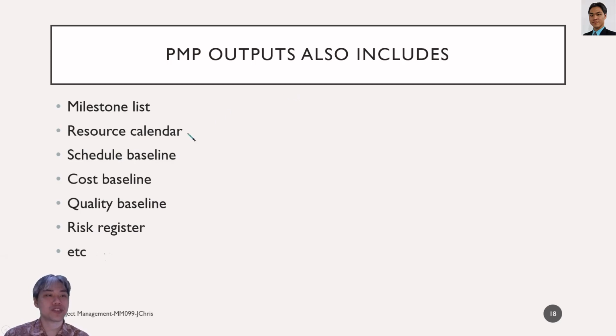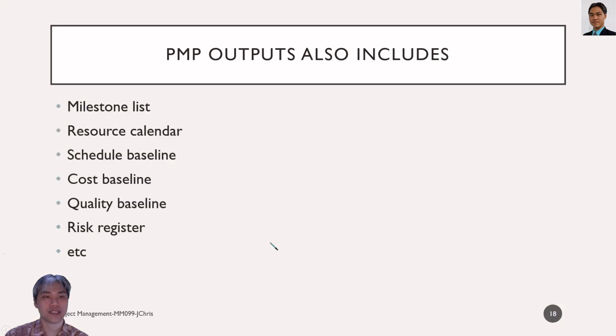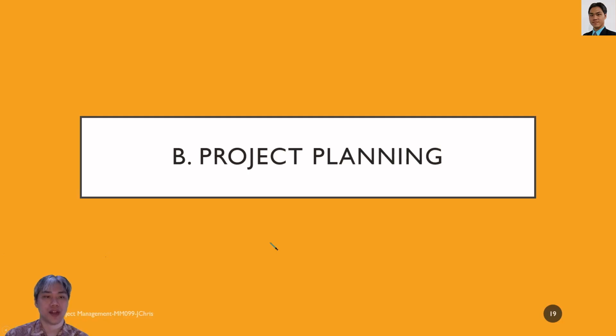PMP outputs also include milestone list, resource calendar, schedule baseline, cost baseline, quality baseline, risk register, and so on. So that's about the project management plan.